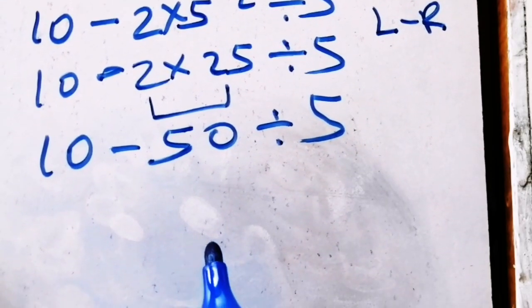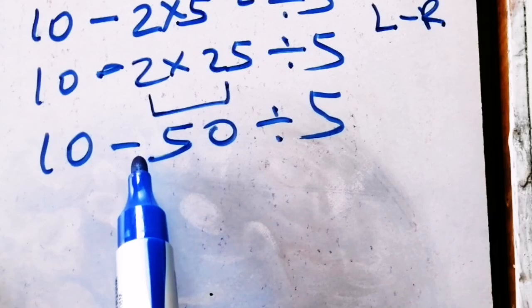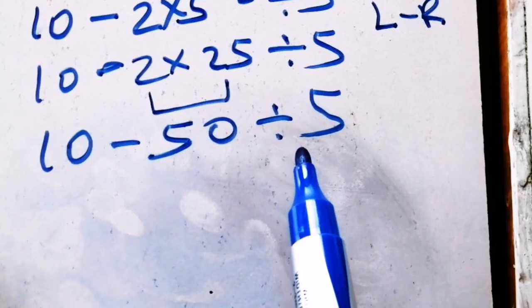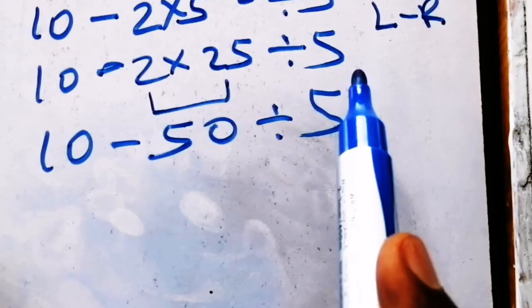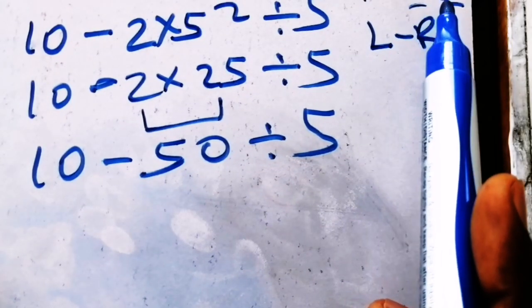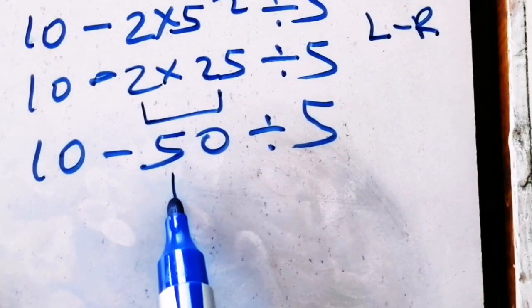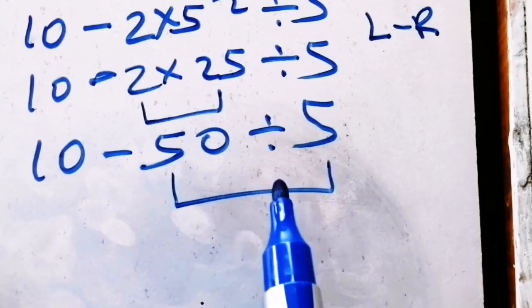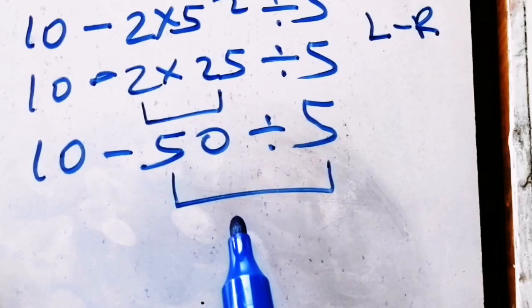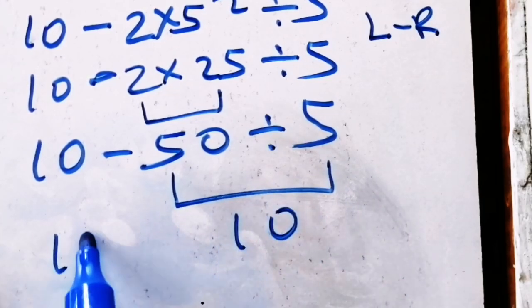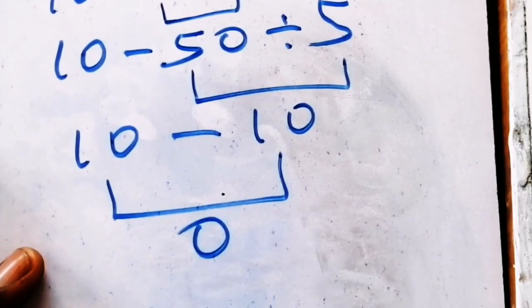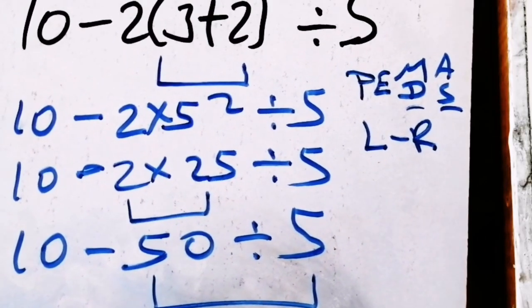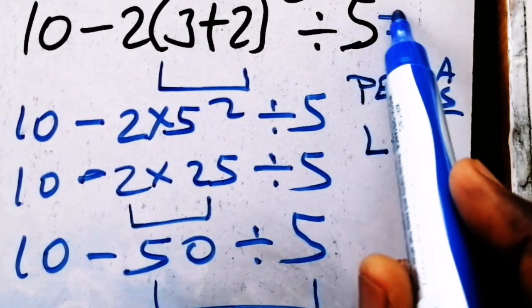In this expression also there is one subtraction and one division. Therefore, this division has higher priority than this subtraction, because according to PEMDAS, division comes before subtraction. Therefore, 50 divided by 5, which equals 10, okay? Then 10 minus 10, which equals 0. This is the correct answer of this problem, okay? Therefore, the correct answer of this problem equals 0.